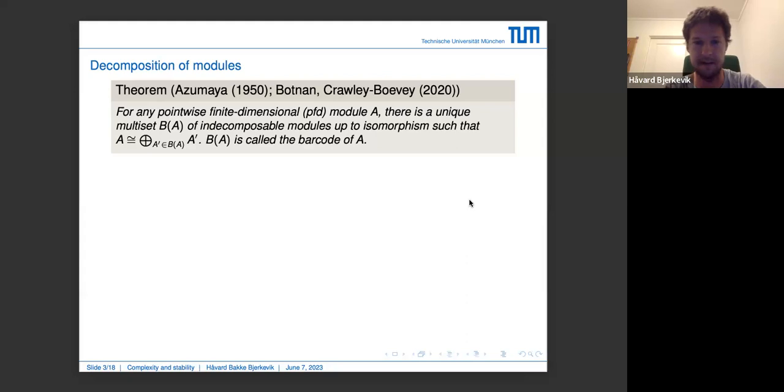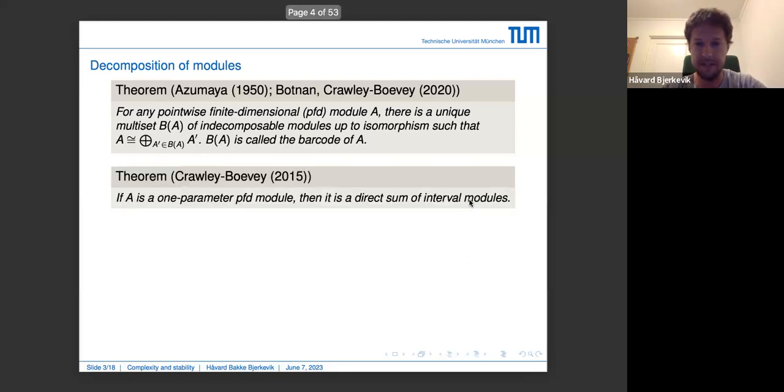This means that we can define a barcode of a module. The name barcode is inspired by the one-parameter case. This is just a set of modules defined up to isomorphism, so this barcode is well defined by this theorem here. And in the one-parameter setting, we have something even nicer because we know that the barcode only contains what's called interval modules, which are particularly nice.